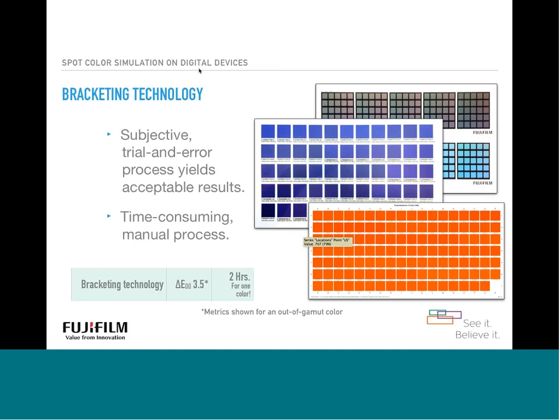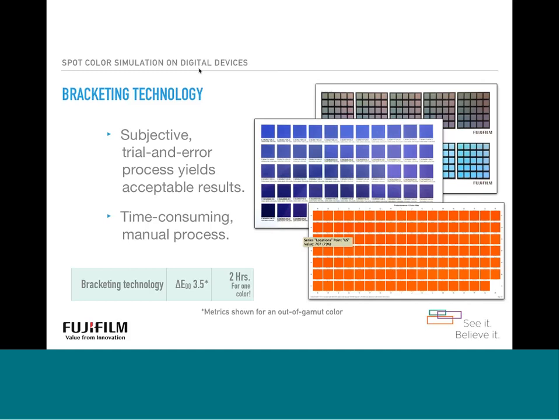So I'll talk about what some of the methods are for getting a spot color or brand color simulation on a digital device. What we typically see today in a lot of the front ends is something that we call bracketing technology. And this is fairly subjective. It yields fairly acceptable results for matching brand colors, but it's really time consuming and in a lot of ways subjective. So how it works is you print out an array of colors. Maybe you pick a color. Let's take a well-known orange, for example, and you can see in the bottom right, we print out an array of patches that might be similar to that color, what that device can reproduce on that printing condition.